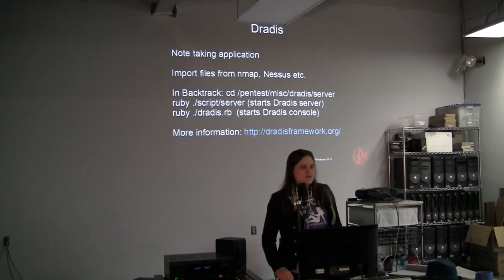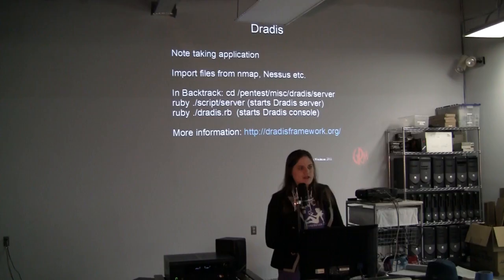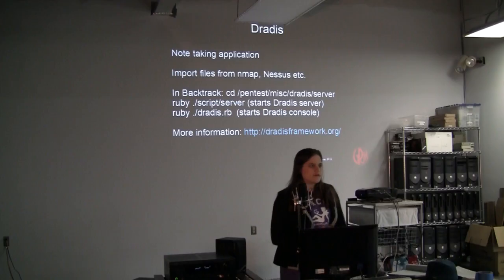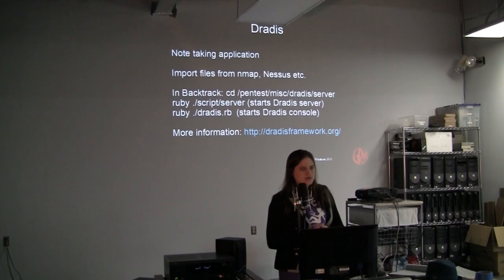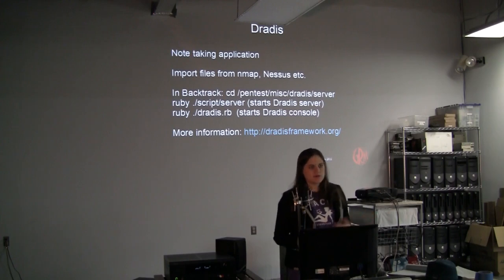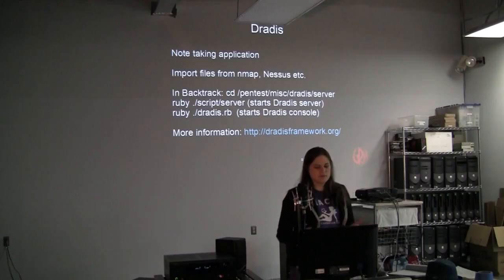But there are a few applications out there, and we're just going to look at one. It's called Dradis, and it's already built into Backtrack for you. This is just an example of a note-taking framework. You can import files as well. We're going to look at Nmap and Nessus and how we can import them into Dradis. We can just put in our own notes. So as we go through the engagement, we're able to keep track of everything we do and things we find interesting, and if we're working on a team, it's a good way to share things between people.